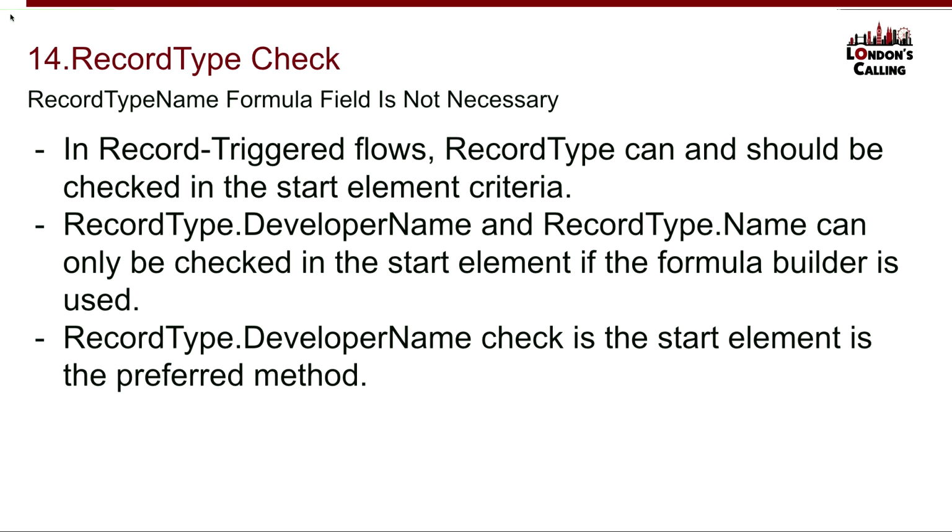Record type check. In record-triggered flows, record type can and should be checked in the start element criteria. We can't do that now in the formula builder. We can check either for record type developer name or record type name, and the preferred method is record type developer name. So that helps us to narrow things down and make things efficient.